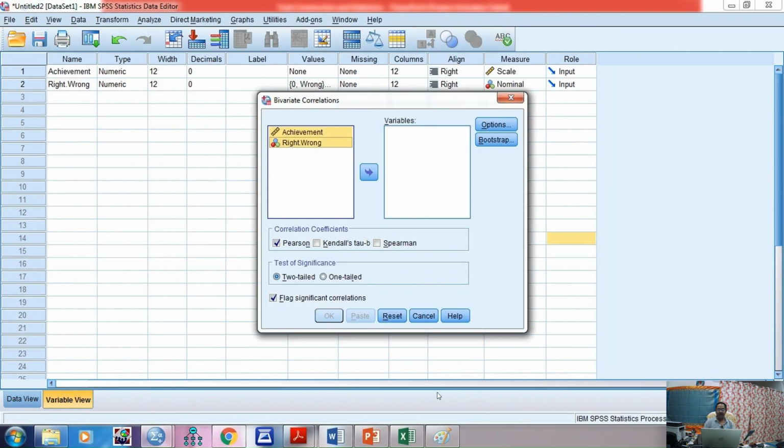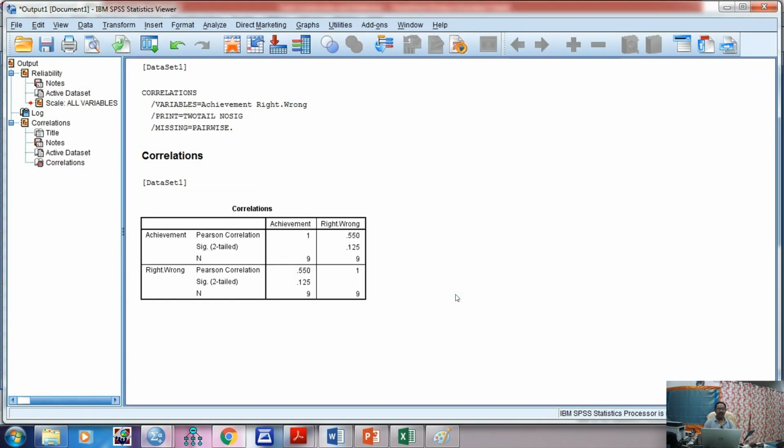In SPSS, we transfer both the variables into the variables box, and then check here the Pearson's correlation, two-tailed, and flag significant correlations. If there is one star, it is significant at the 0.05 level. If there are two stars, it is significant at the 0.01 level. So the levels of significance have been marked, and then we see the correlation.